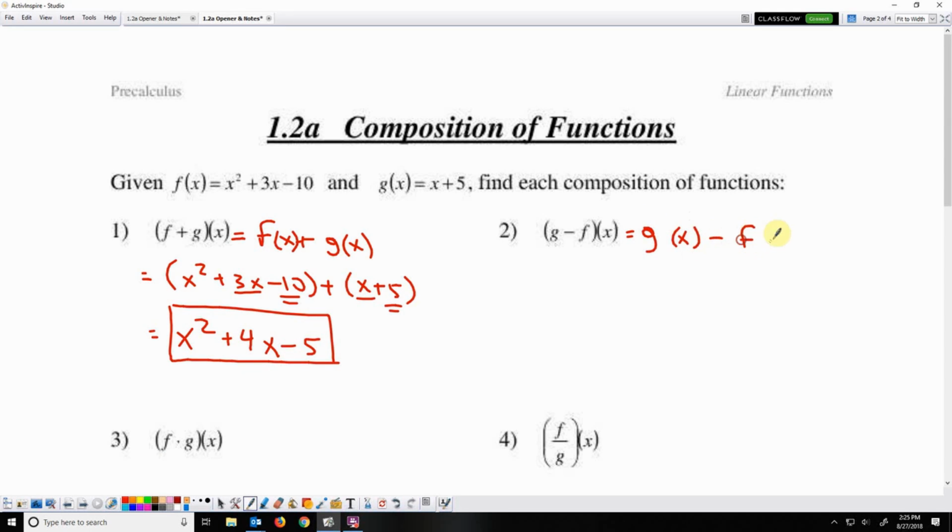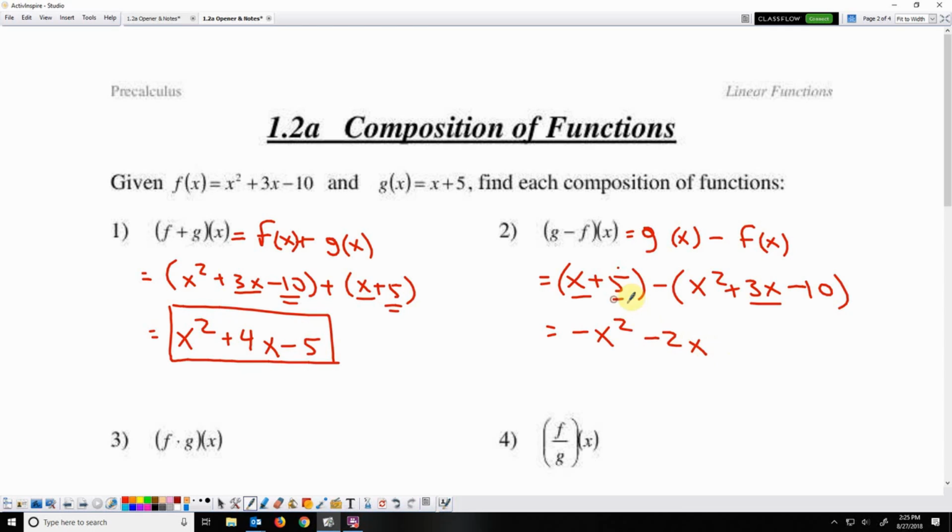So g of x minus f of x. This is one where the parentheses definitely will matter. So we want the parentheses to make sure that we remember to apply that negative to every term in f of x. So we have no x squared here, minus x squared. Then x minus 3x is negative 2x. And 5 minus negative 10 is 15.